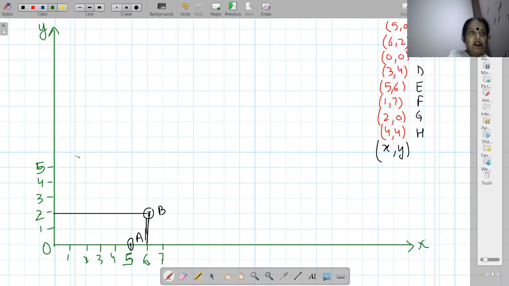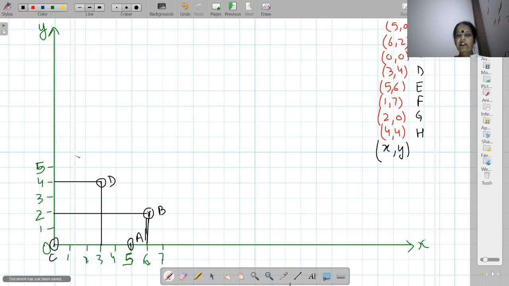Next one is 0 0. So where will it lie? This is the origin. 0 0 will always be the origin. Then the next coordinate to plot is 3 and 4. X value is 3 and Y value is 4. So we will move Y 4 and X 3 towards each other. So this is the point for 3 and 4. Encircle it, put the point and name it as D.